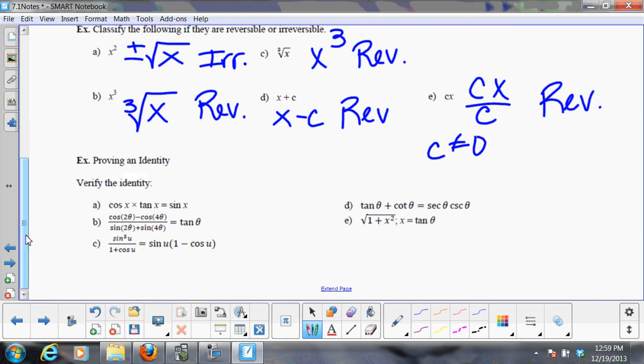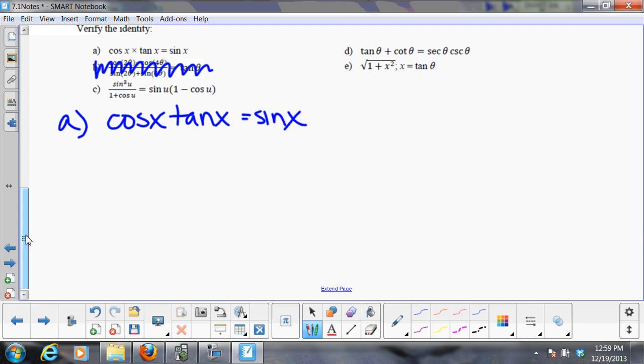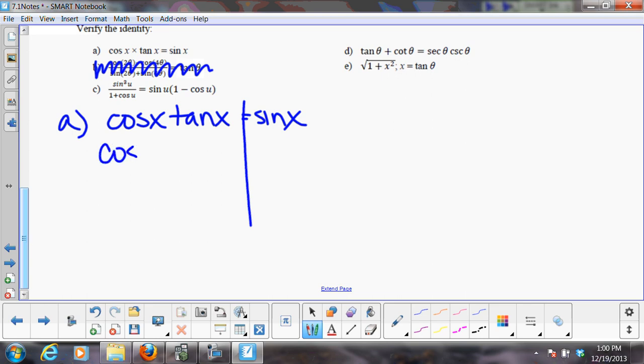Proving trig identities. We're actually not going to do B, so you can go ahead and cross that one off. Let's start with A. A says cosine x times tan x equals sine x. Looking at this, which side is harder? Well, the left side is harder. It's got 2 functions instead of 1. I can't do anything with cosine, but tan I can change to sine over cosine.